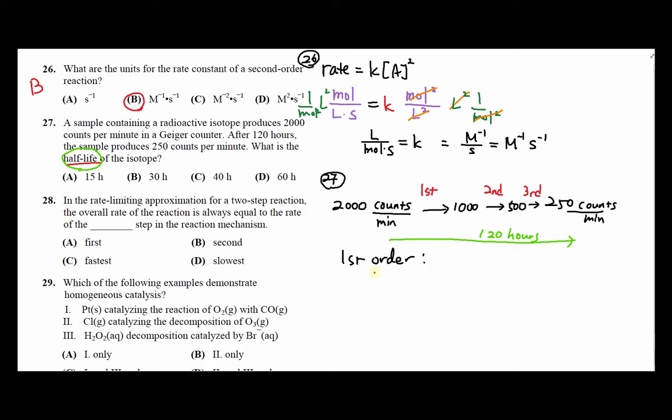And the first order half-life does not depend on the concentration. Meaning we have a nice interval of 40 hours for the first half-life, the second half-life takes 40 hours, and the third half-life takes another 40 hours. So the answer has to be C.